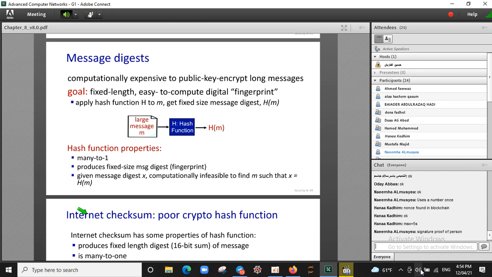Yes. The answer is yes. We can use a hash function. If I put a large message M into a hash function H, I can receive a simple form of hash, H of M. The output is a fixed length, easy to compute message. We call it a hash or a message digest.